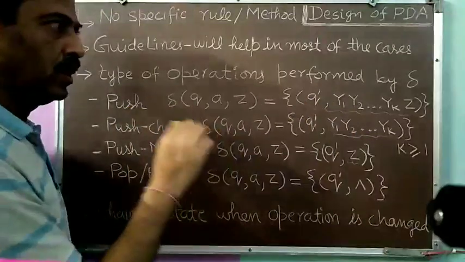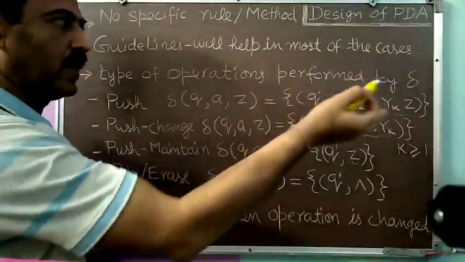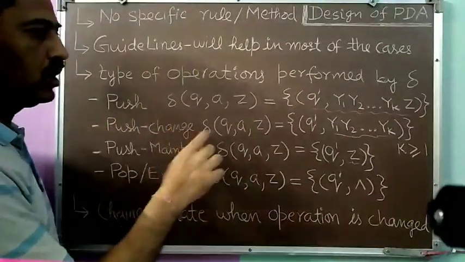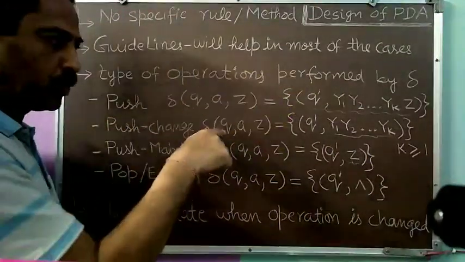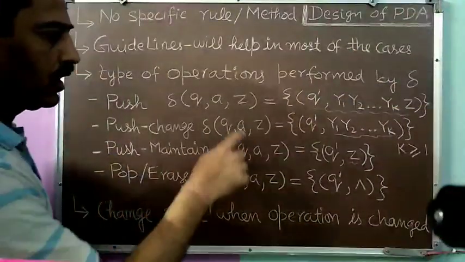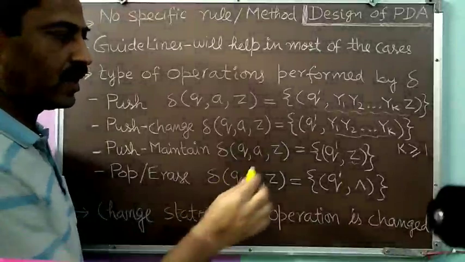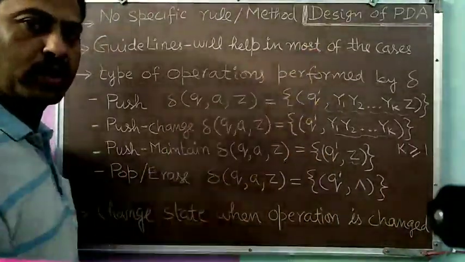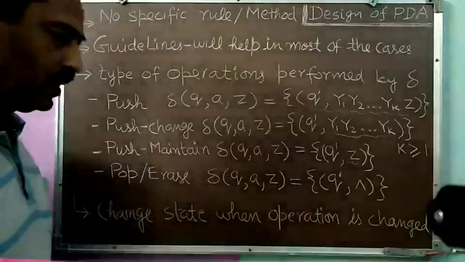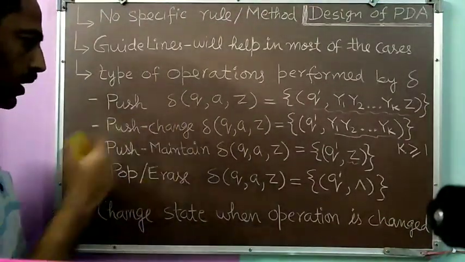This is simple push. We are maintaining the status as well as adding something extra. This is push change. We are not maintaining the topmost push down store symbol, but we are adding something extra. This is push maintain. We are not adding something extra, but we are maintaining the topmost push down store symbol. So these three push operations are there, and this is also used many times.